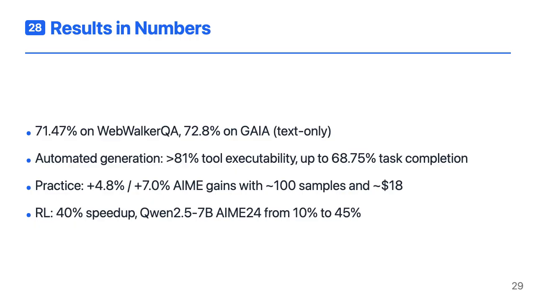Quantitatively, Youtu-Agent delivers strong numbers. It reaches over 71% on WebWalkerQA and nearly 73% on GAIA's text-only subset using only open-source models. Its automated generation pipeline achieves more than 81% tool executability and up to about 69% task completion on AgentGen-80. The practice module yields roughly 5 to 7 percentage point gains on AIME with just 100 examples and around $18 of compute. And the RL module both speeds up training by 40% and lifts Qwen 2.5 7B from 10 to 45% accuracy on AIME 2024.